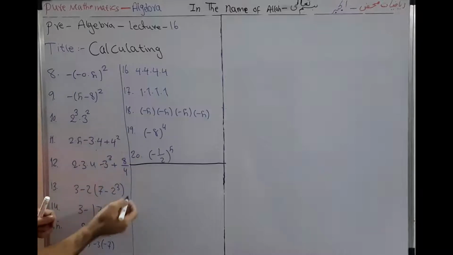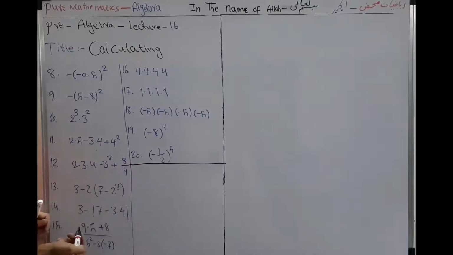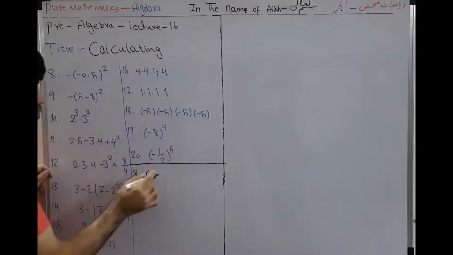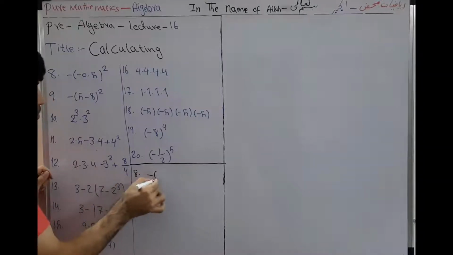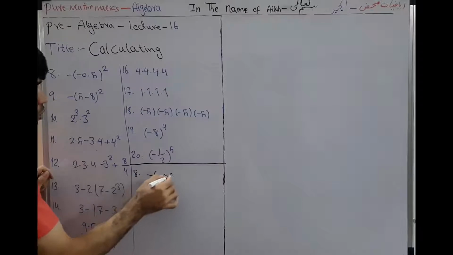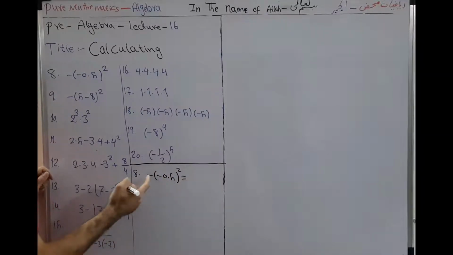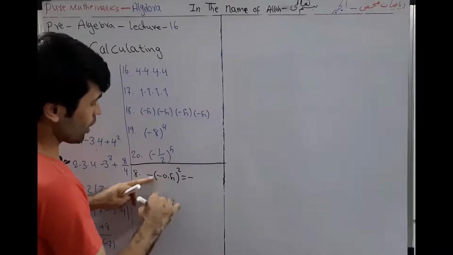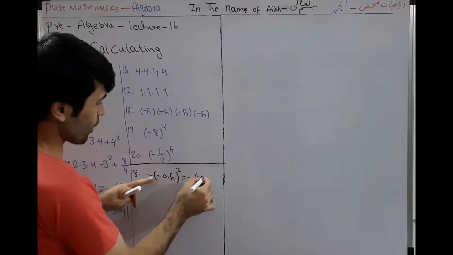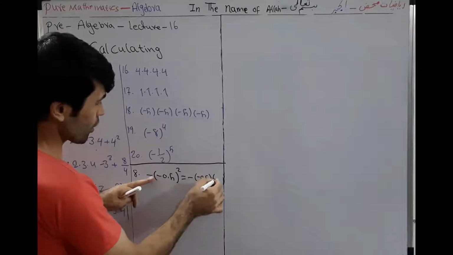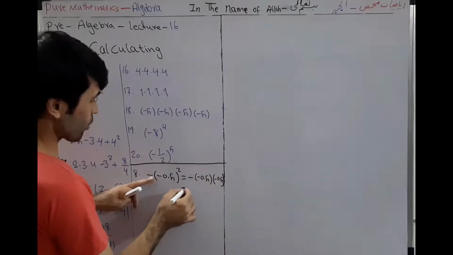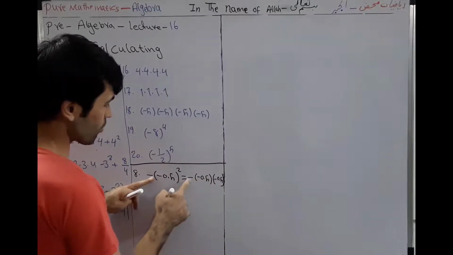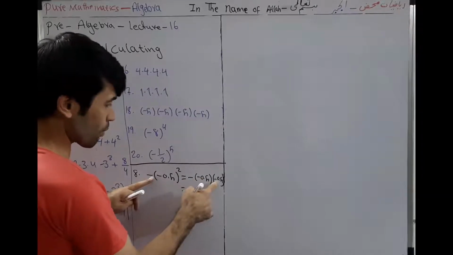Here we write one more example, number 8, we want to solve. Minus, minus 0.5 whole to the power 2. It is equal to minus, it is not dependent on the square, so here minus 0.5 multiplied by minus 0.5, it is equal to minus multiplied by minus, plus, or we can write minus multiplied by minus, plus multiplied by minus.